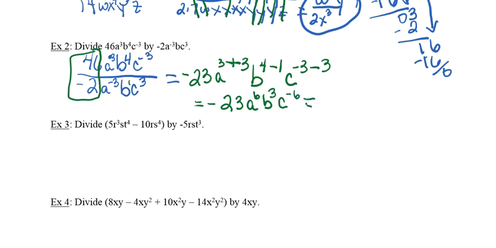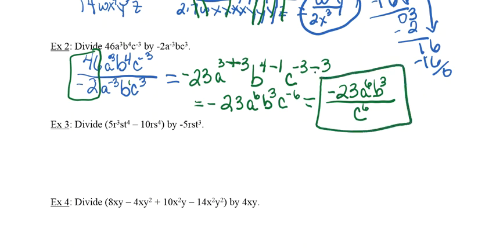Now, as you recall in Chapter 1, we don't like to have negative exponents. It's not considered proper. So we're going to rewrite this as -23, a to the 6th, b to the 3rd, because those both already had positive exponents. Since my c has a negative exponent, it's going to move to the bottom and become positive. So this would be the proper form answer.